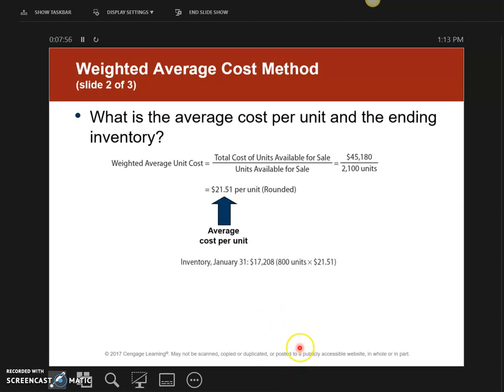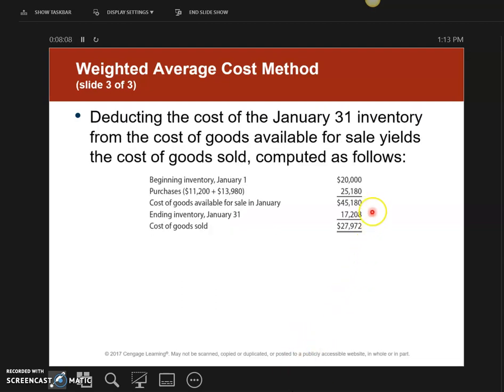It doesn't make a difference. So my ending inventory is 800 units times $21.50. Again, when I want to know the cost of goods sold, I'm going to plug it in like this. Here's my cost of all my inventory minus what's on the end, because I always calculate the ending inventory. Here's my cost of goods sold. So this concludes Chapter 6 Inventory: periodic FIFO, LIFO, and weighted average, on how to determine the method.